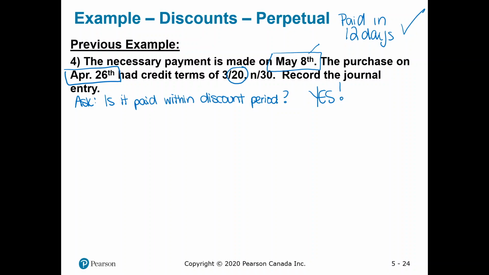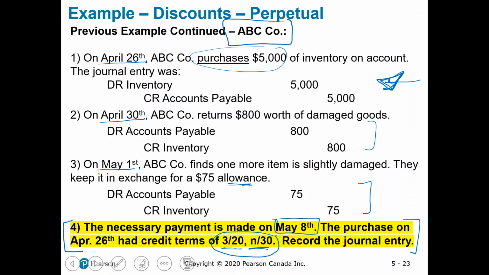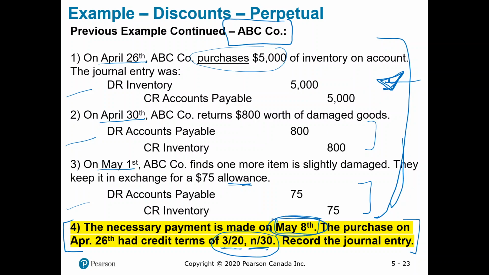Okay, so we know that. But the second question you need to ask is how much is actually owed at this point? So how much is still owed? We need to track what's happened so far based on this purchase. We purchased an amount, but then we returned something and got an allowance. So we need to keep track of all of those to know, when we get to May 8th, what amount we need to pay.